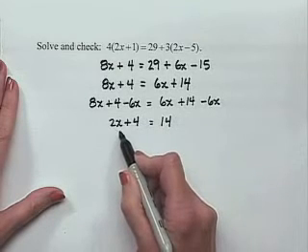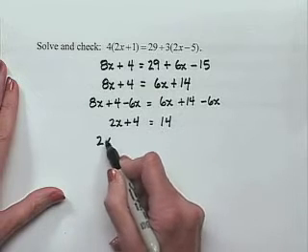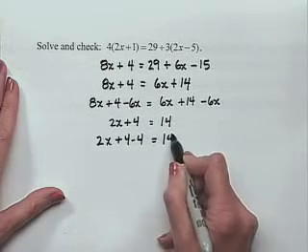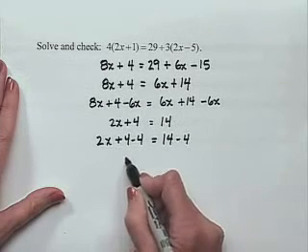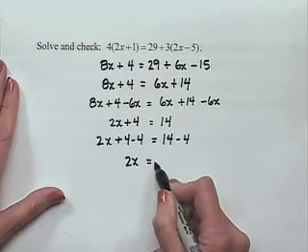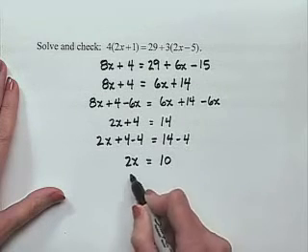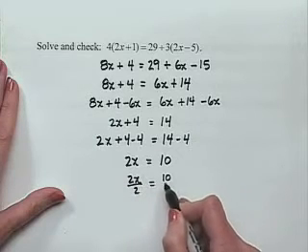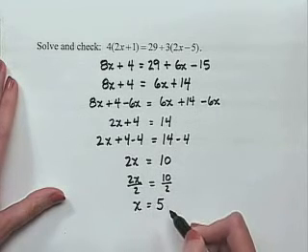Now, to isolate the x term, we'll subtract 4 from both sides of the equation. 2x plus 4 minus 4 equals 14 minus 4. The 4's subtract out on the left, leaving us with 2x. 14 minus 4 is 10. Finally, we can divide both sides of the equation by 2 in order to have x by itself. Our x value is equal to 5.